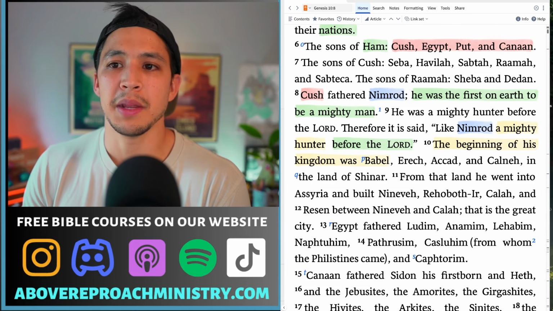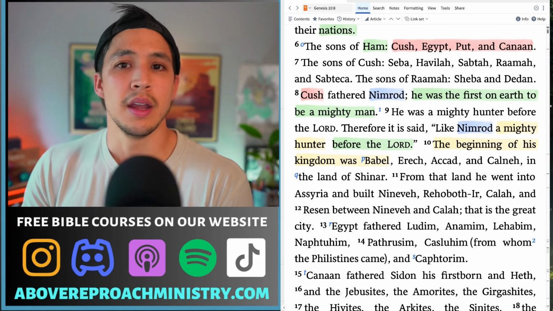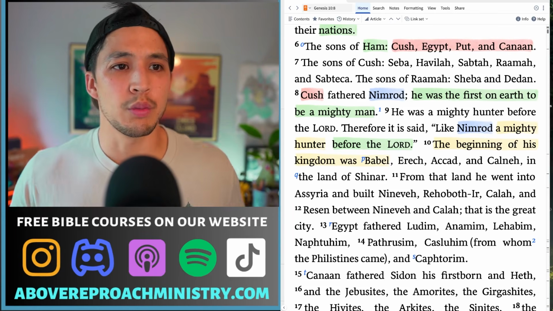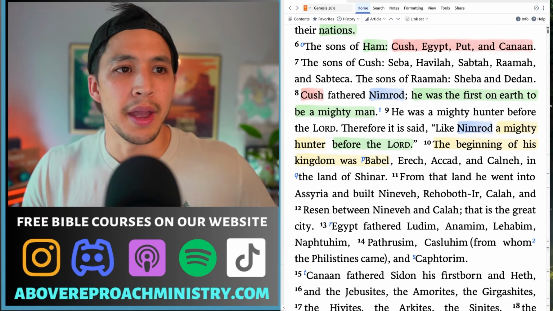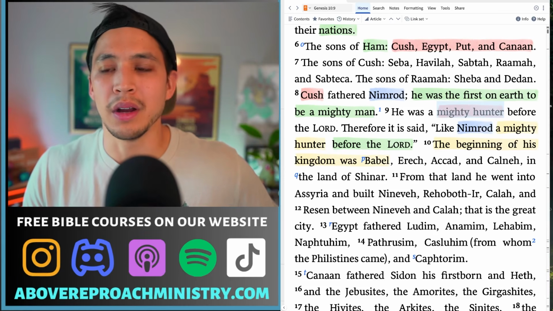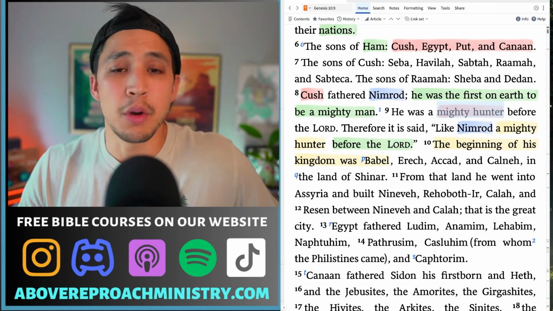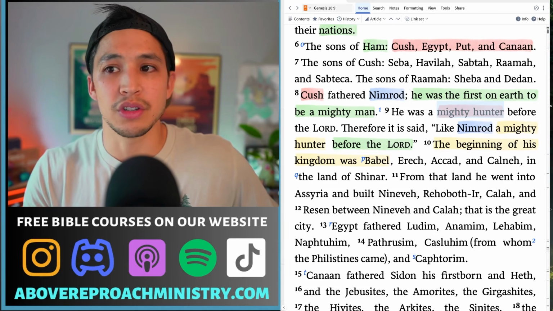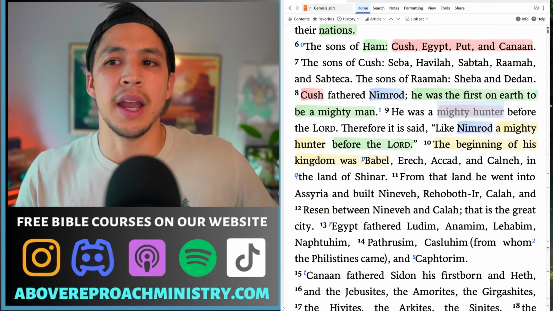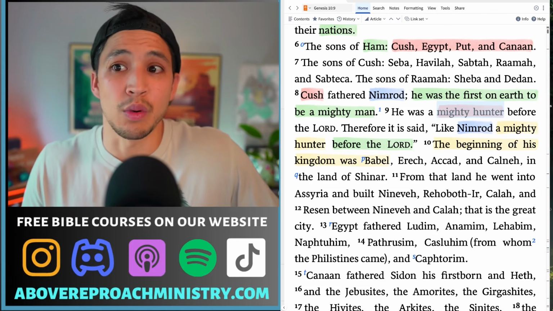Some of them will be mighty men of valor, like we see with Gideon and Naaman the Syrian commander. In other words, these men who are referred to as mighty men, right? He's not just a mighty hunter, he's a mighty man as well. Most often when you see that language, it refers to a warrior. This is why Nimrod is thought to be a warrior king, at least, if not a giant warrior king.